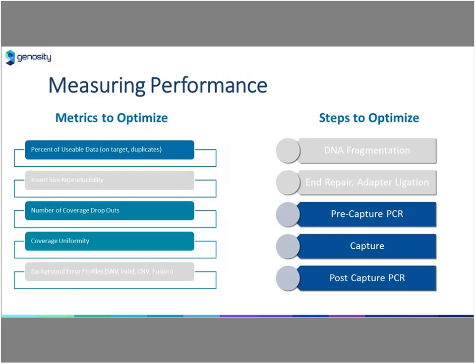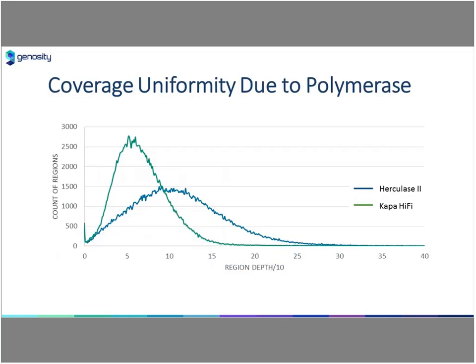Lastly, here we'll look at the impact of PCR itself, so the polymerases that are used and the number of cycles, the capture conditions, and then the post-capture PCR. Here the impacts are primarily going to be on the percent of usable data, so our on-target rate and percent duplicates, and that will have direct ties to coverage uniformity and dropouts. Here's real-world data looking at two polymerases. All things being equal, we see very different coverage profiles.